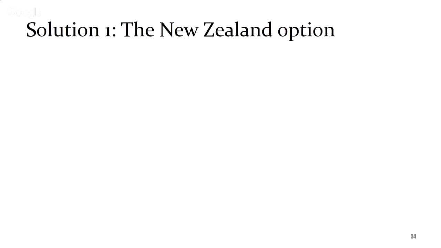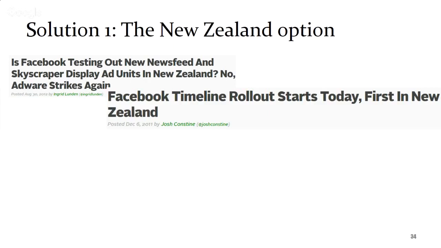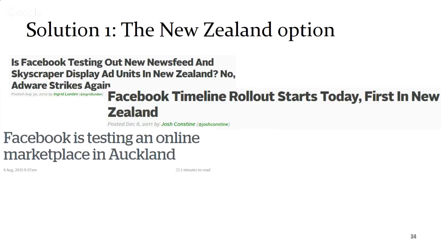So you'd have to think of something interesting. One very interesting solution that tech companies have zeroed in on is what's called the New Zealand option. You might have noticed that Facebook particularly introduces all its new features in New Zealand first. It introduced the timeline, it introduced an online marketplace. For some time, it even introduced disappearing messages. And it's not just Facebook. Booking.com, Skype, Twitter, they all introduce their features in New Zealand first. So if you're interested in knowing about the future of the web, you should probably go to New Zealand.